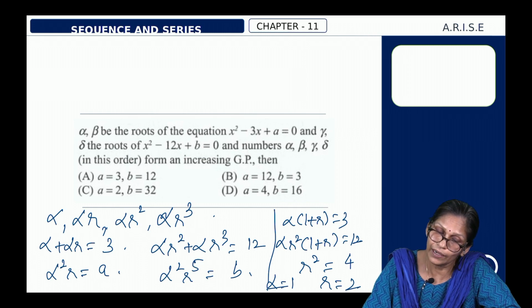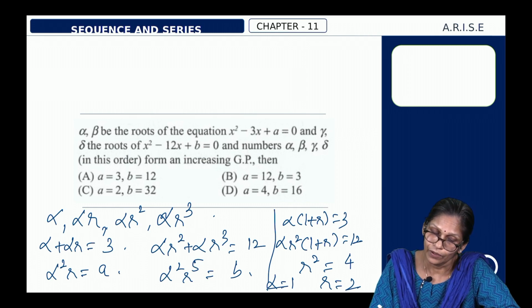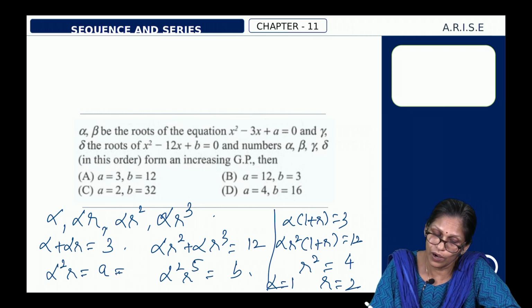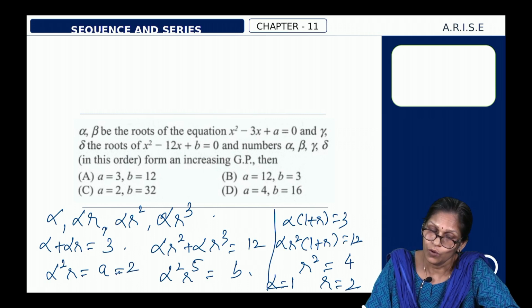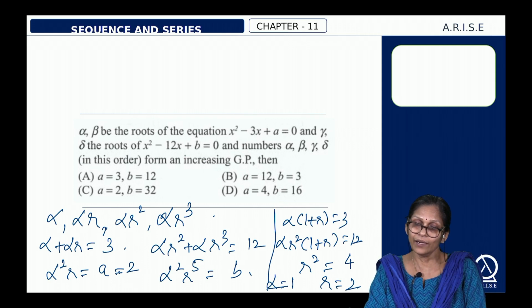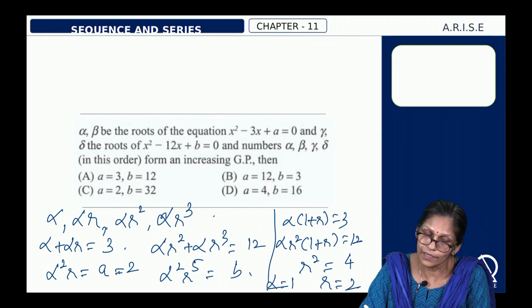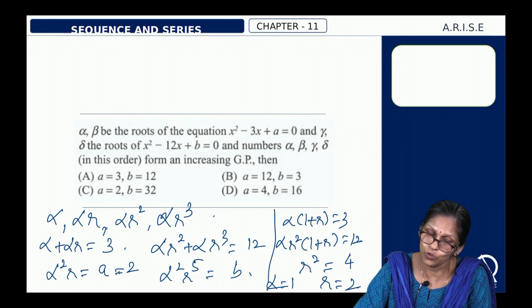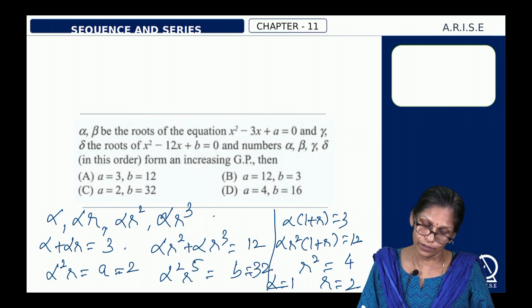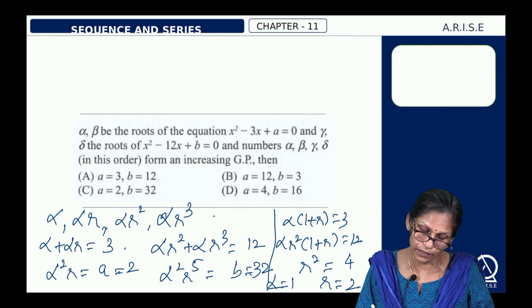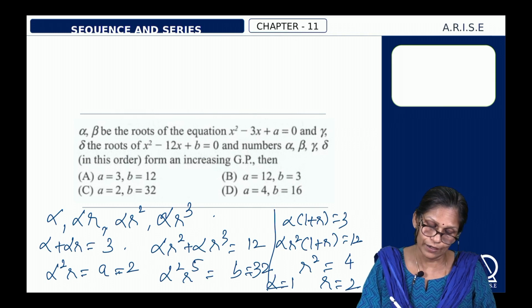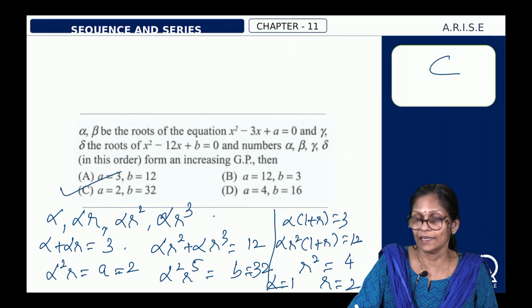What are you asked to find? a and b. What is a? It is alpha squared r, 1 squared into 2. a here is 1 squared into 2, that is 2. What is b? Alpha squared r raised to 5, that is 1 into 2 raised to 5, that is 32. So, 2 and 32 are the values, so option C is your answer.